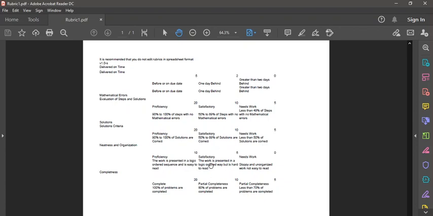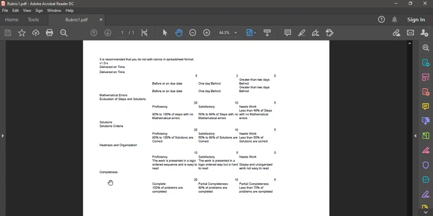If your work is presented in a logical order but it's hard to read, 5 out of 10 points. And if your work is sloppy and unorganized, and it's not easy to read, you can get 0 points out of 10 points.